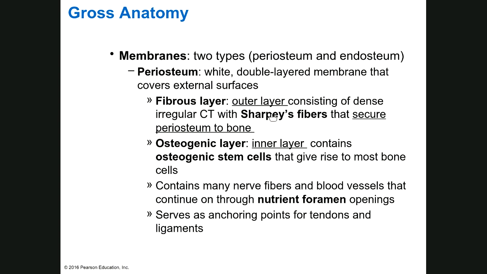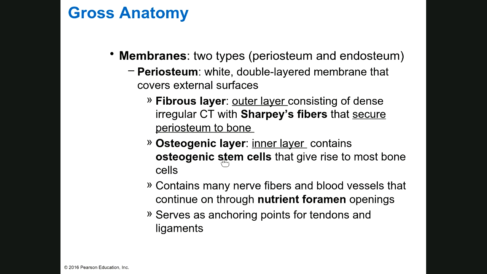these fibers that we call Sharpey's fibers, which are actually collagen fibers. So this outer layer is made of Sharpey's fibers, and these really strong collagen fibers help secure the periosteum to the bone. Really, this outer fibrous layer of the periosteum is just a structural layer. The inner layer of the periosteum is functional. This is a functional layer.